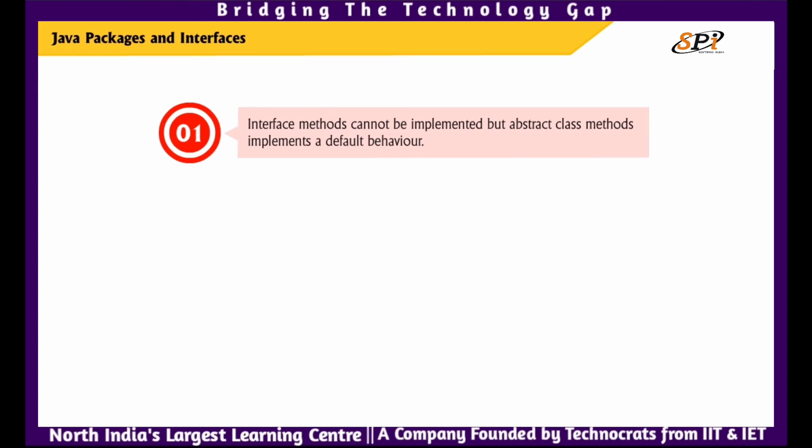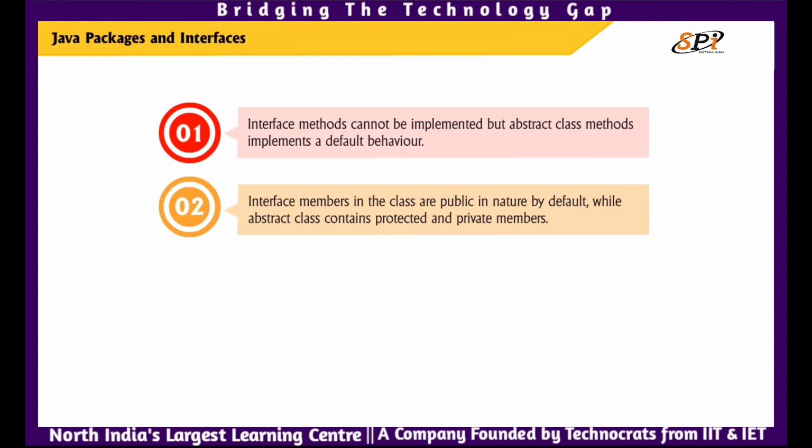The following are the differences between abstract class and interface. All the methods in an interface are completely abstract and cannot be implemented by any interface. But an abstract class can have instance methods that implement a default behavior. Members in a Java interface are public by default. But the members in an abstract class can be of type protected or private.